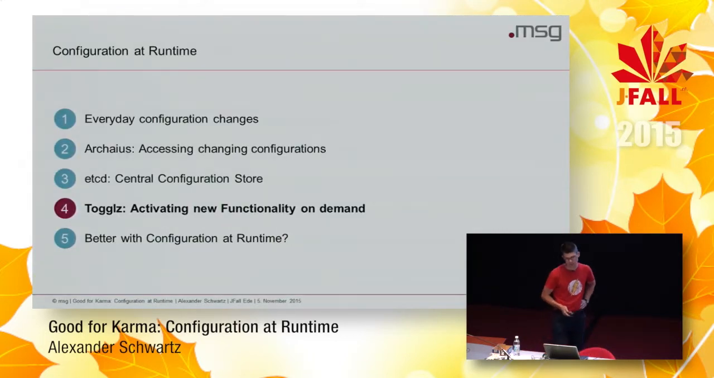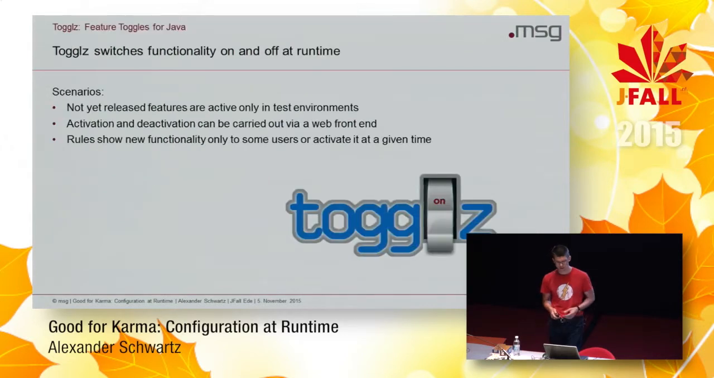So they go very well together. But still, the third problem is unsolved. What about these feature toggles? We want to activate features on demand when we want them to be live, independent of the deployments. The scenarios are, there are not yet released features. They are currently being tested. They should only be active in the test environment, but they should never be live, active in the production environment.